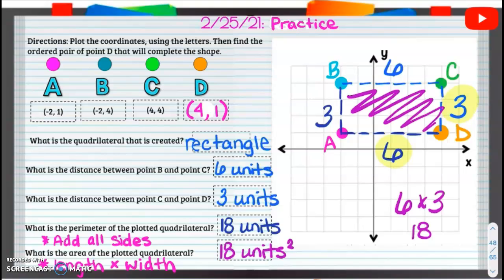squared. So you could put squared, or you could put squared units, or square units. That works too. Because if you fill in the inside of something, you'll get those units squared.